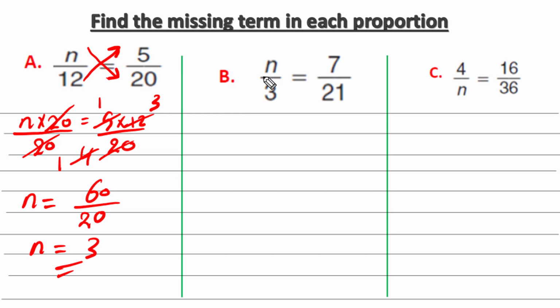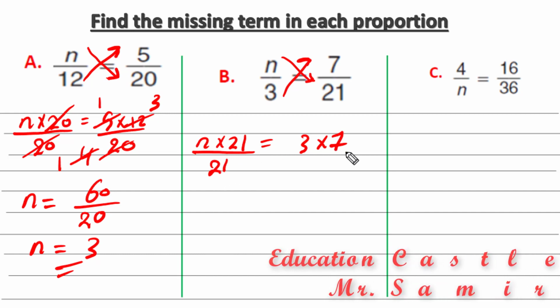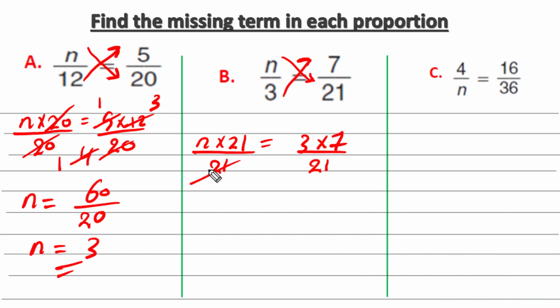Number B, by the same way, n over 3 equals 7 over 21. Use cross products so we can write n times 21 equals 3 times 7. Divide both sides by 21 to find the value of n. Cancel out common factors, we get n equals 3 times 7 equals 21 over 21 equals 1. You can cancel out common factors, 3 divided by 3 equals 1, 21 divided by 3 equals 7. 7 up and 7 down, we can cancel common factors, we get n equals 1.